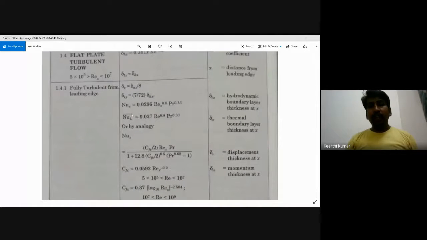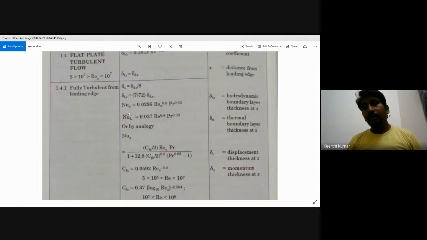See here. We want h average. If I use this formula of Nusselt number, I will get just h. If I use this formula for Nusselt number, this formula is nothing but the Nusselt number average. So if I use this formula, I'll get h average. I used just the Nusselt number, so I got h. If I use the average Nusselt number, definitely I'll get h average.